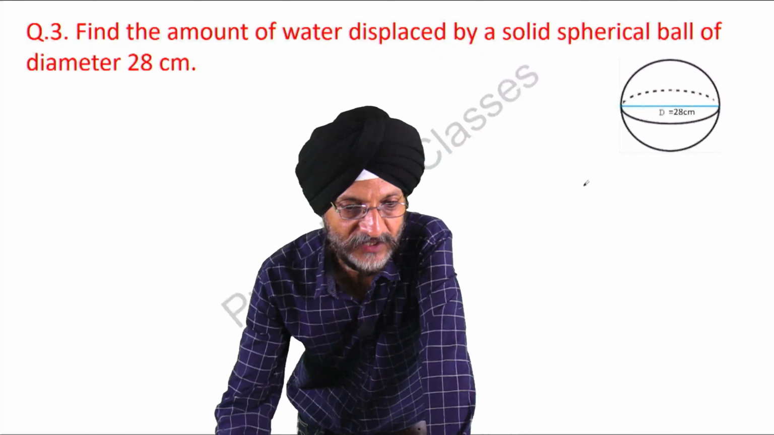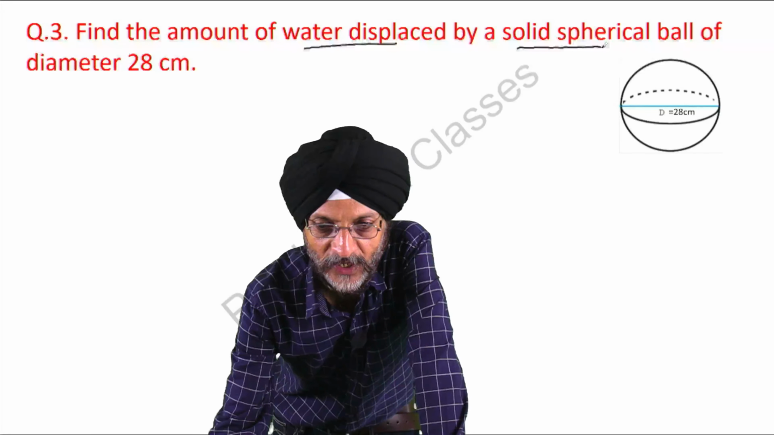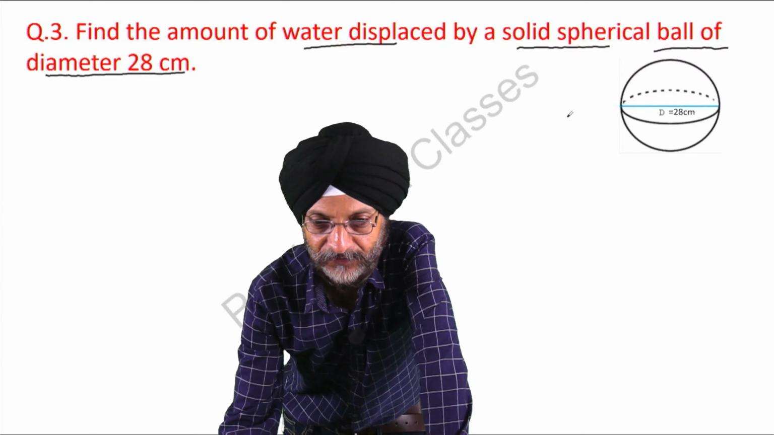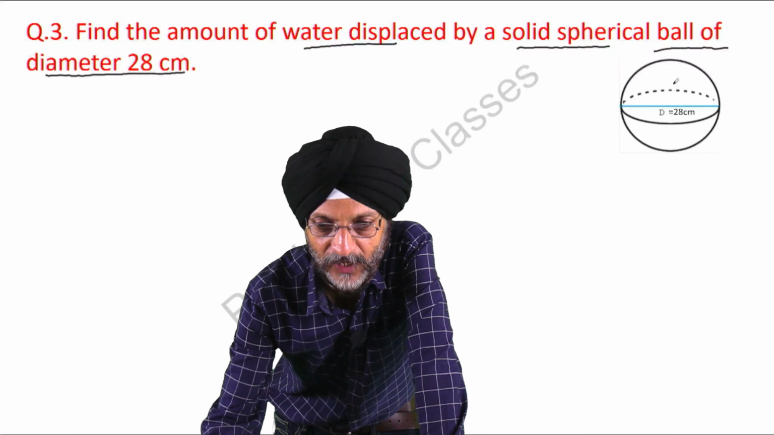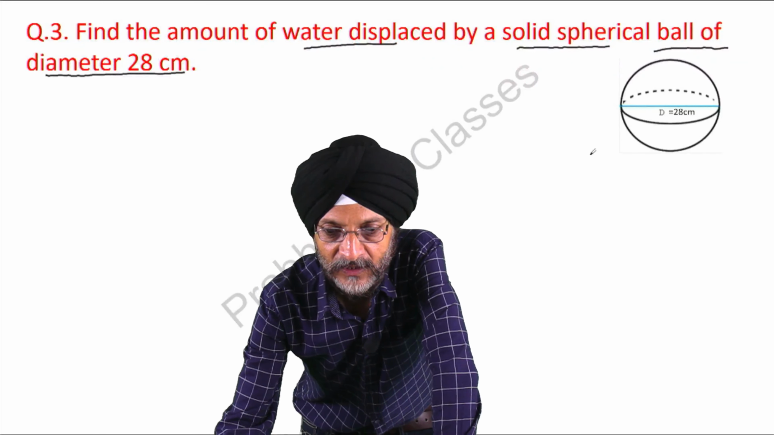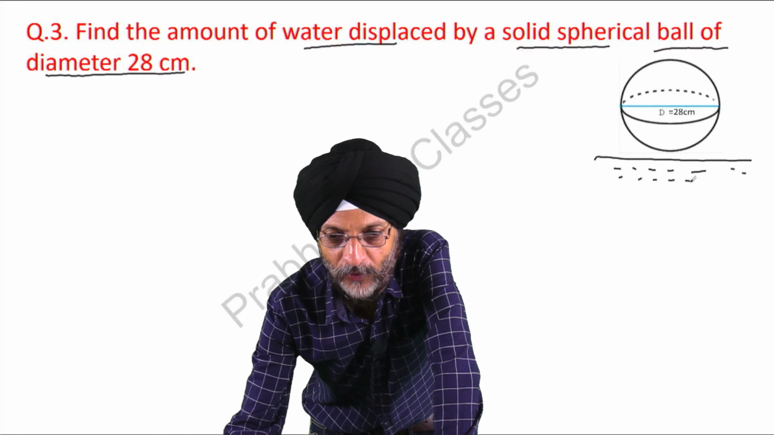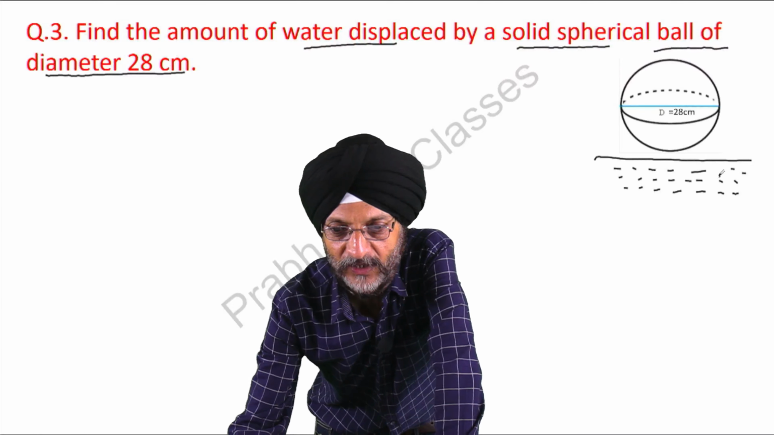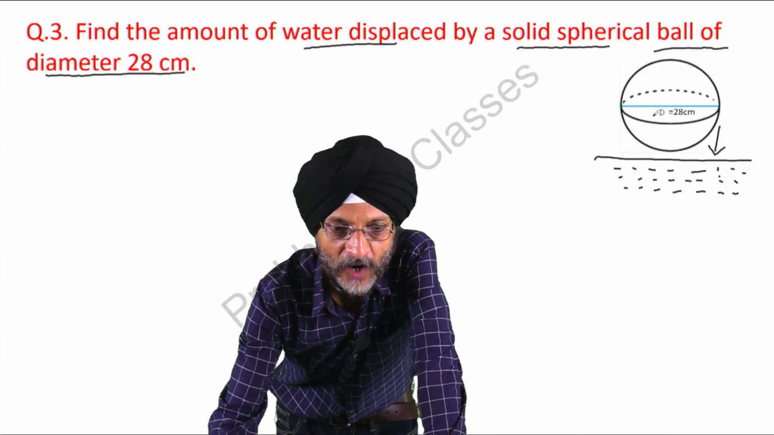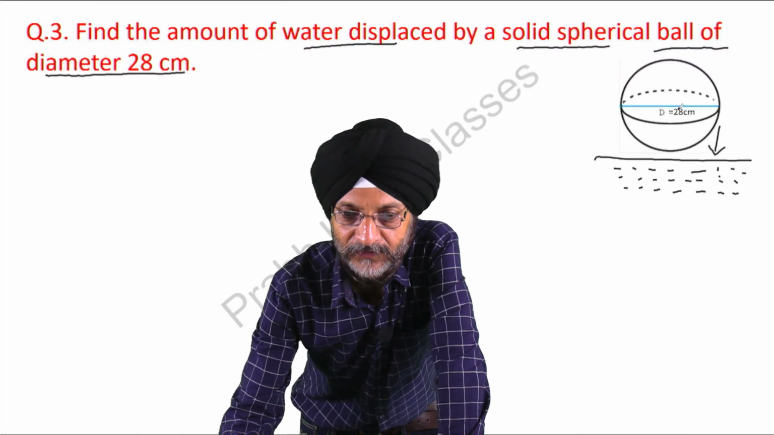Now the question before us is, find the amount of water displaced by a solid spherical ball of diameter 28 centimeter. You can see here that this is a spherical ball and it has a diameter of 28 centimeter. The question says that suppose there is water and we put this spherical ball into the water. Now the question is, if we put this spherical ball into water, how much amount of water will be displaced by this spherical ball?